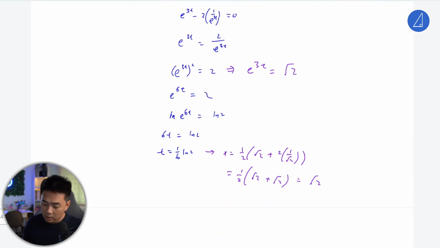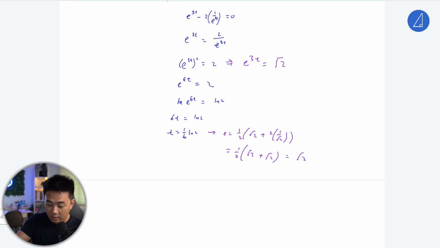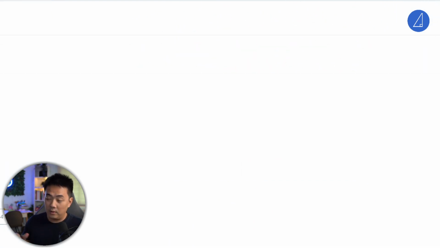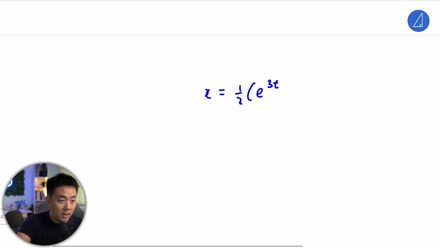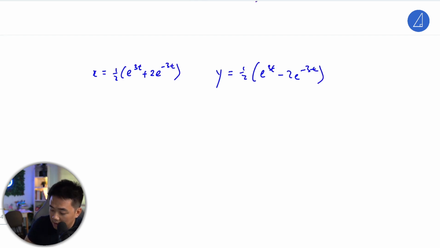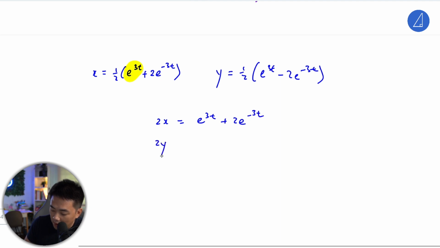Then we need to find the Cartesian equation. I think the Cartesian equation is not too bad. We just need to get rid of the t and so on, right? This is also another common question: how do we actually make the Cartesian equation? What I'm going to do is I see that a lot of e^(3t) here, so I just want to make e^(3t) the subject. From the first equation, I have 2x equals e^(3t). I will cross multiply by 2. So this 2y will be equal to e^(3t) minus 2e^(-3t) as well.